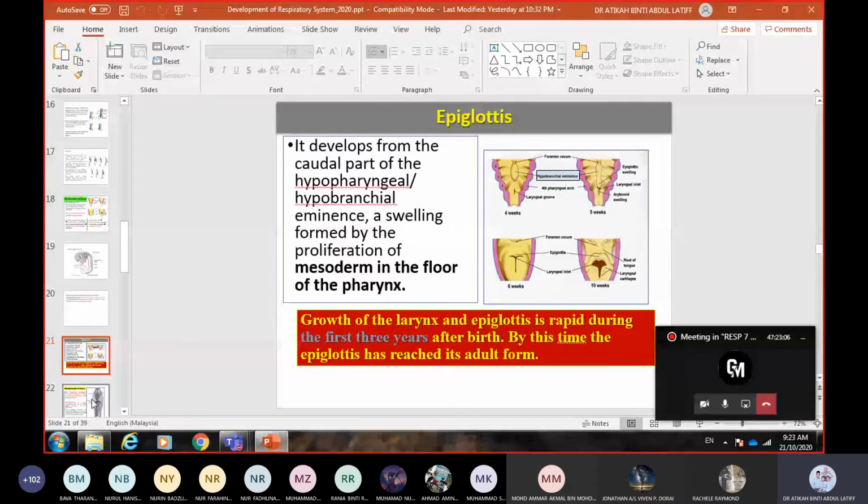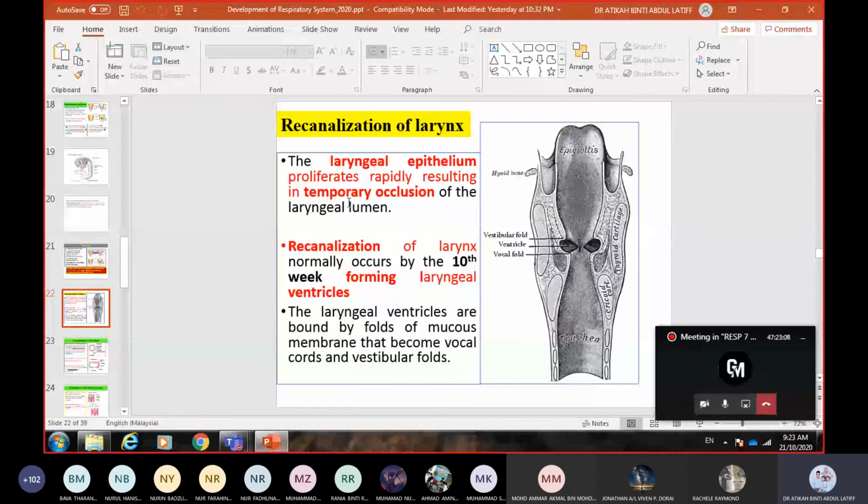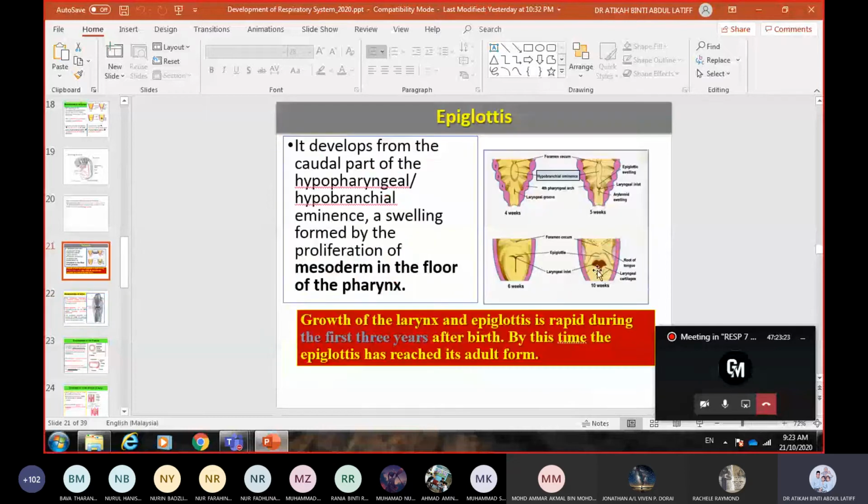Okay, and also there is a temporary occlusion at about 6 weeks, and at 10 weeks the vestibular fold and vocal fold are formed, causing recanalization or opening of the laryngeal inlet. Okay, so temporary closure at 6 weeks and then reopening or recanalization at 10 weeks.